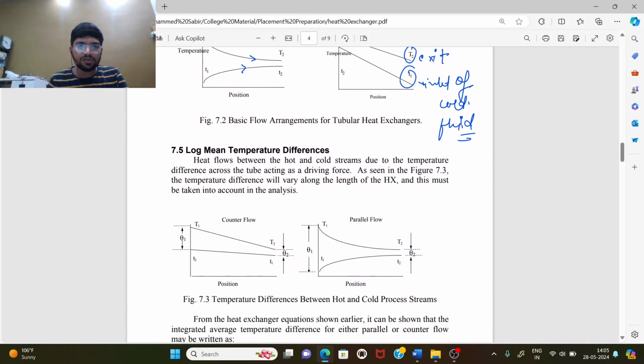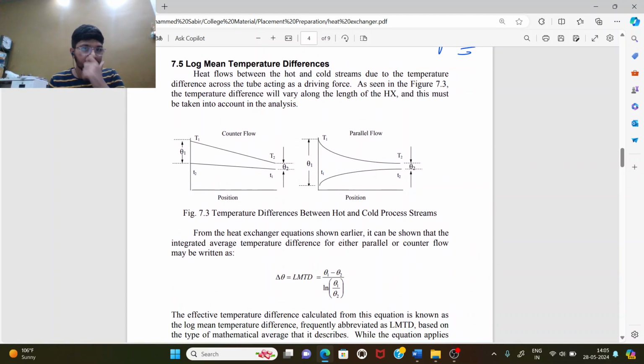Okay, and this is the log mean temperature difference. How do we find this? This is the basic averaging. When we analyze the heat transfer between the hot and cold fluid, where convection heat transfer takes place, by this averaging method we find the effective LMTD. Okay, this is the LMTD, the effective delta T.